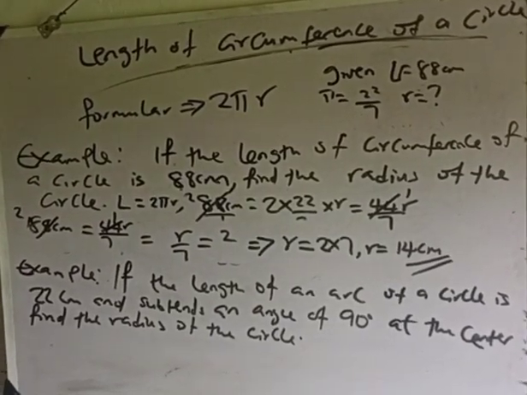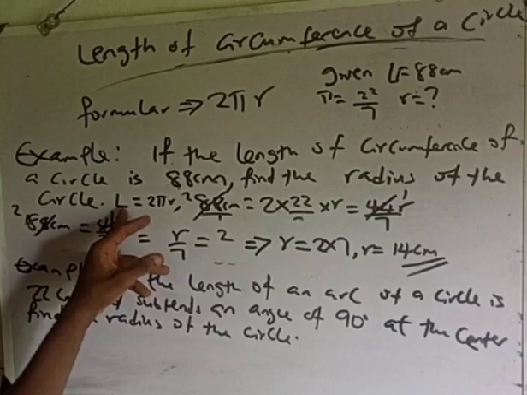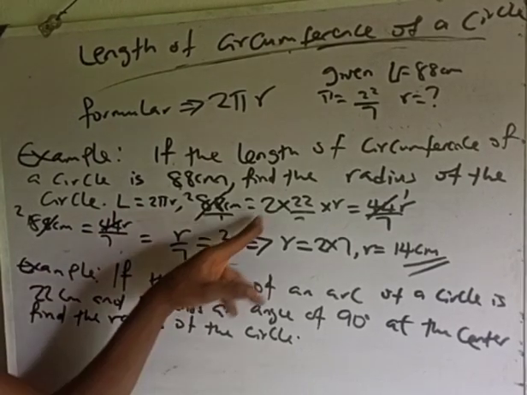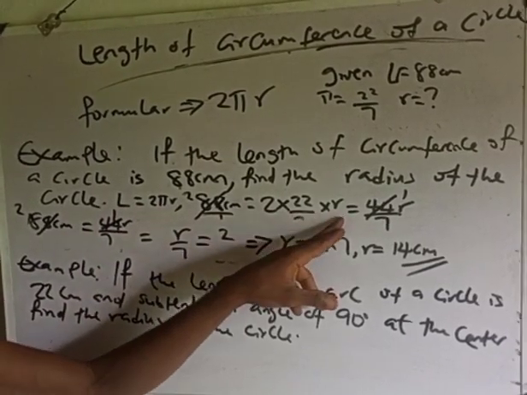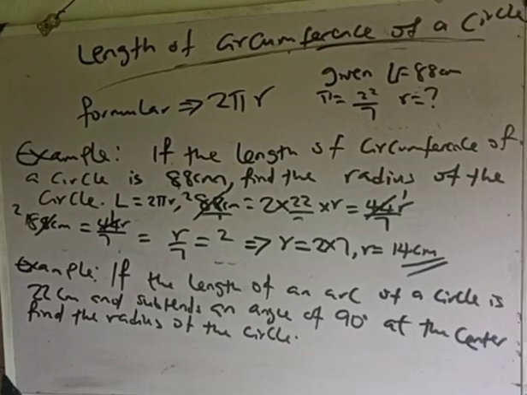Let me go over it again. I have that the length of the circumference of a circle is the same thing as 2 pi r. We are looking for r. We don't know what r is.